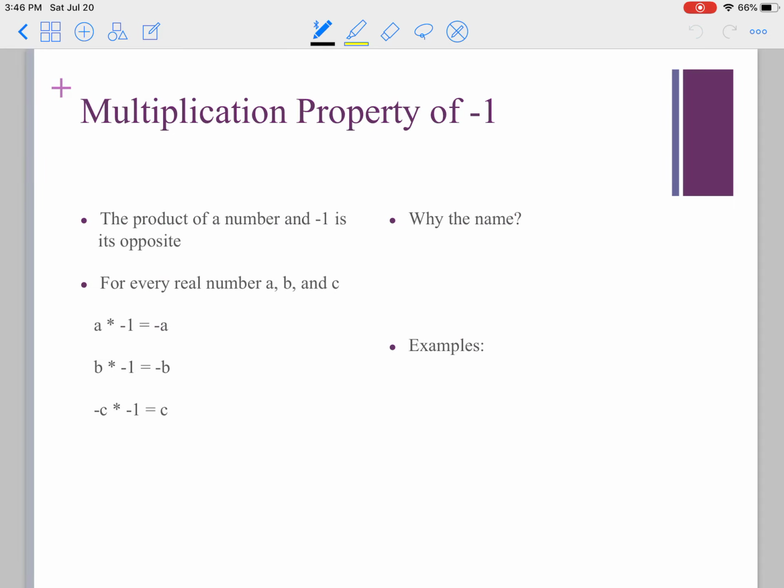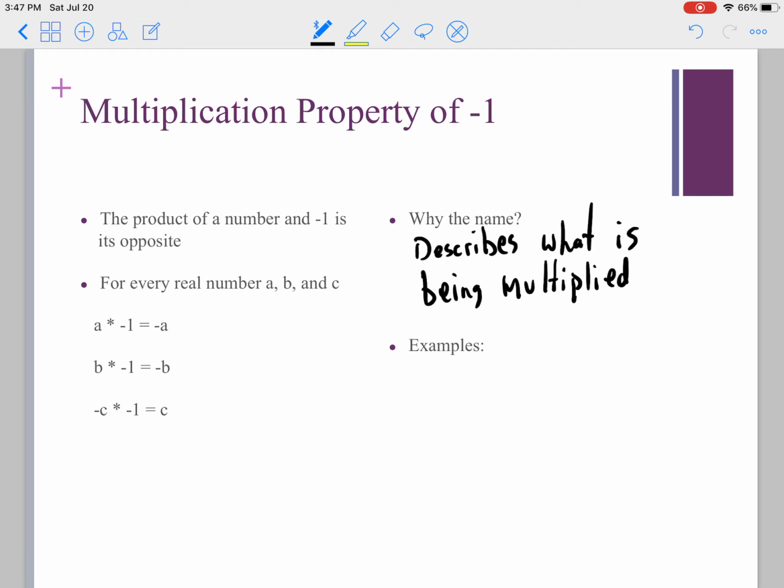And the property that we just described is the multiplication property of negative 1. So why the name? Well, similarly to the multiplication property of 0, it describes what is being multiplied. And the reason we're talking about why the name is because we have to use these properties to justify some of the steps in the solutions of equations that we'll be solving in the future.